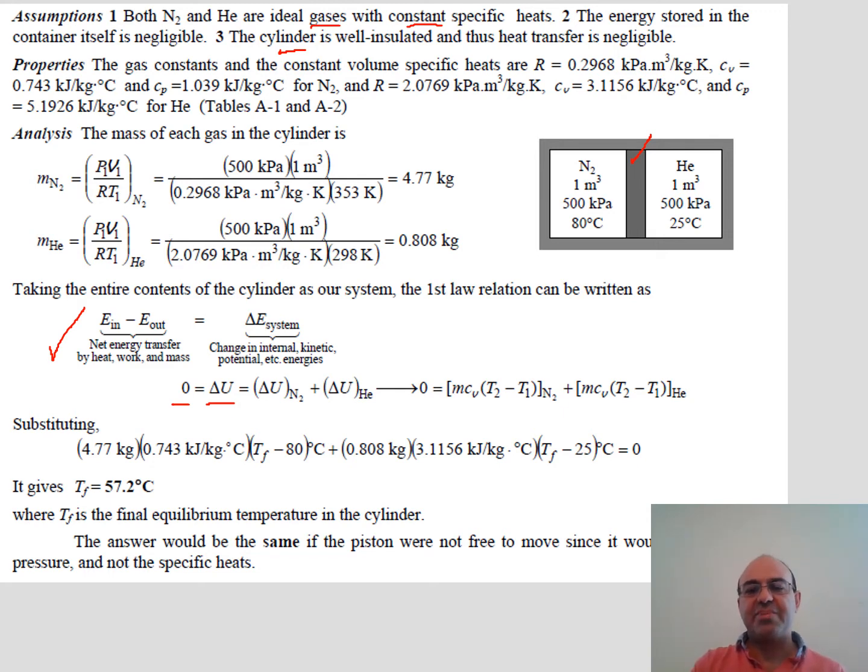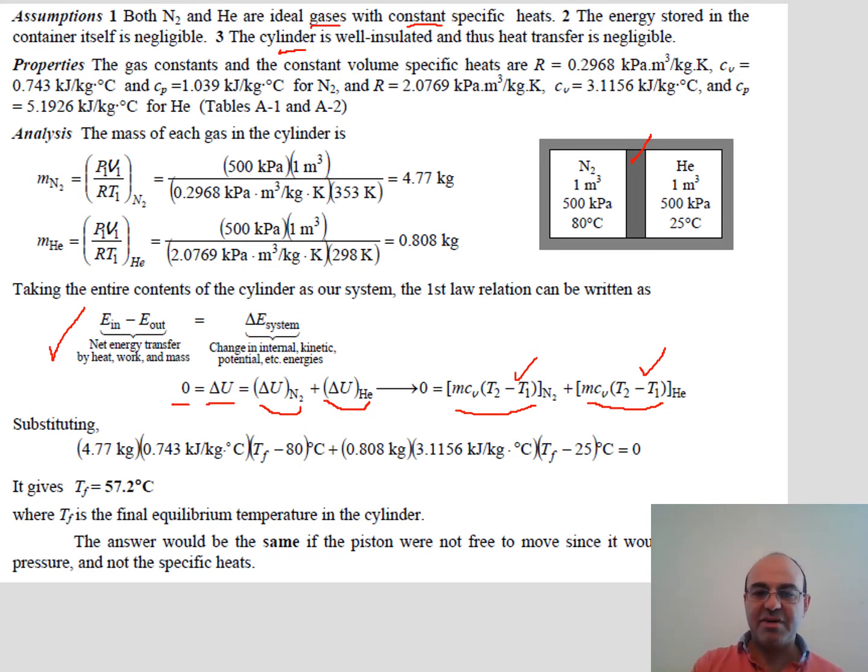However, one gas gives away heat: nitrogen gives heat to helium. So that has to be considered. Therefore, delta U equal to 0 is equal to delta U of nitrogen, which is non-zero, plus delta U of helium, which is non-zero. So 0 is equal to m Cv delta T of nitrogen plus m Cv delta T of helium. The T1s are known for both gases. T2, which is going to be equal for both gases, is unknown.